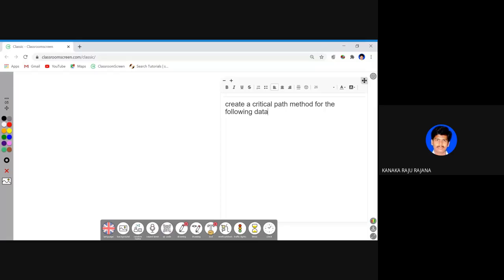Okay. The data has been given as three fields. First field is called activity. Second field is called producer. Third field is called duration. Okay. Now let us take an example. Activity is A. The producer is not assigned to this. And the duration of this is 5.